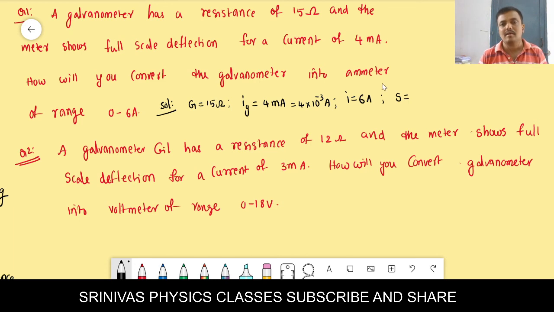Then how do you convert? By connecting a shunt resistance in parallel. That shunt resistance formula we know: IgG by I minus Ig. Is it correct? Yes sir.